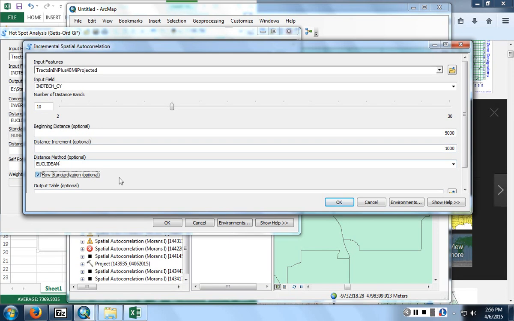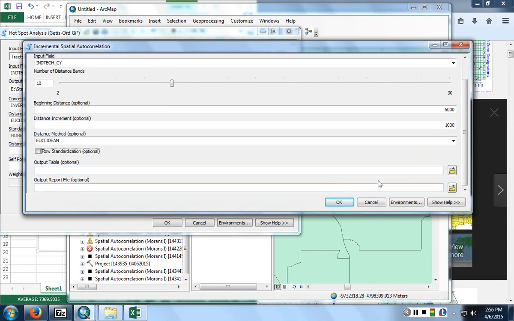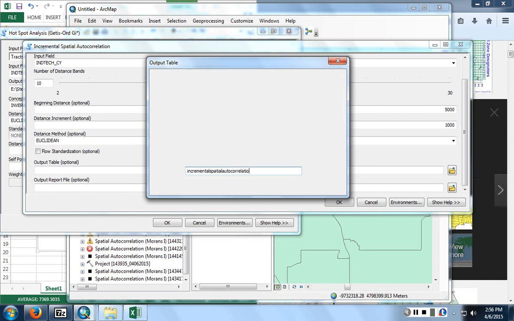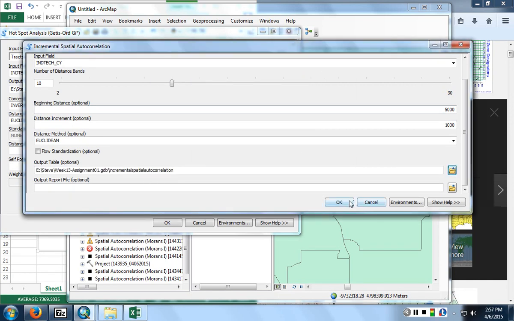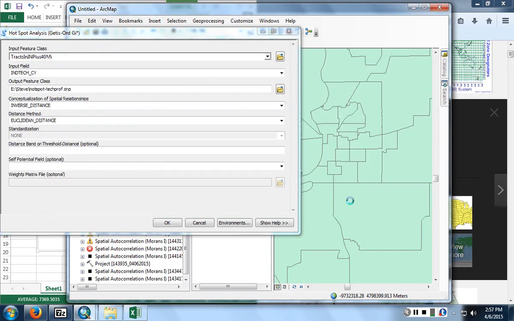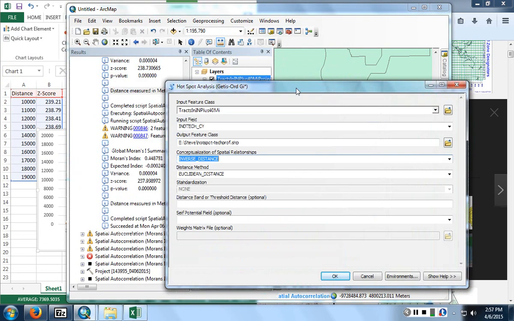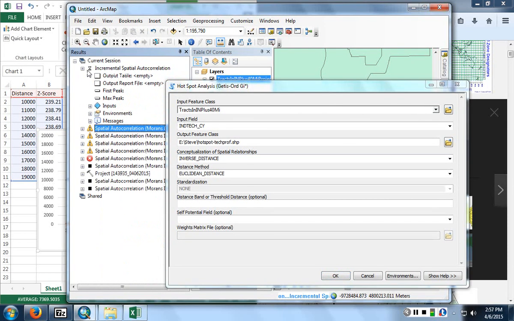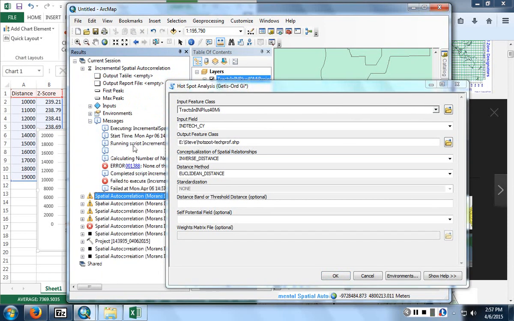And it's going to output a table for me, which I could open in Excel or wherever. Incremental spatial autocorrelation. And it will do all of this so I don't have to make a whole bunch of tool runs, a whole bunch of spatial autocorrelation tool runs. But it's going to run Moran's I 10 times. It's going to take a little while, right?